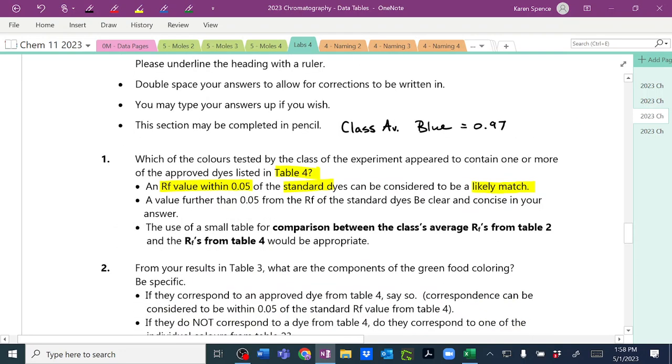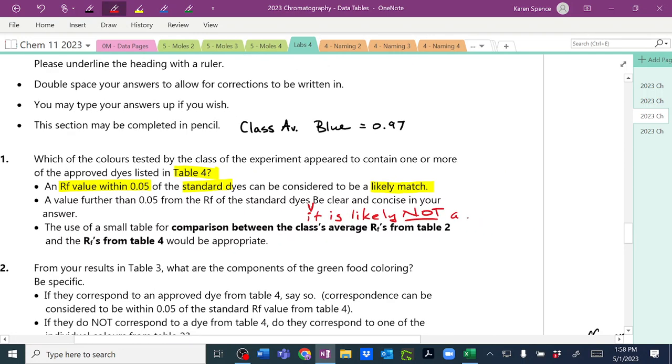And then, so that's what you're going to do, and if you have a value further than 0.05, it should say it is likely not a match. And I don't know how that part got left out, but hopefully you managed to interpret that even though it was missing half a sentence.